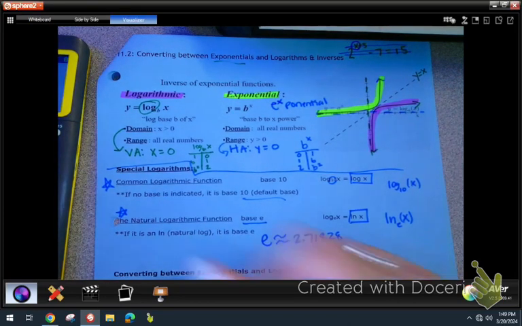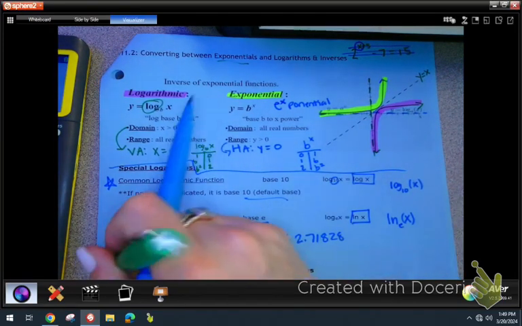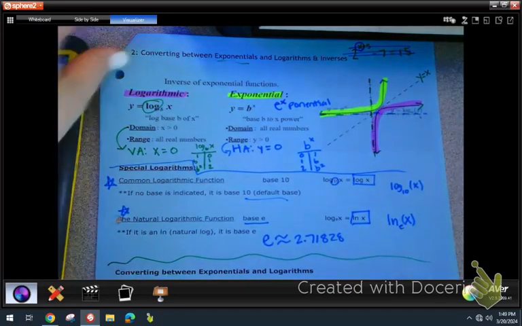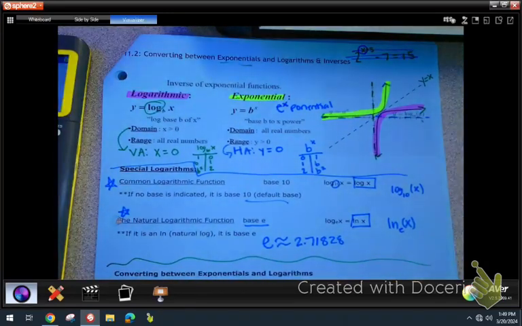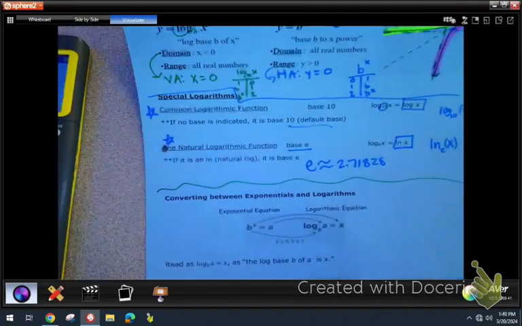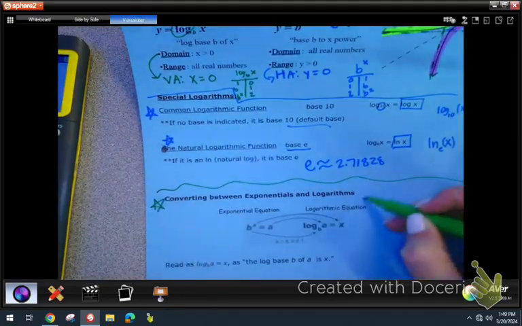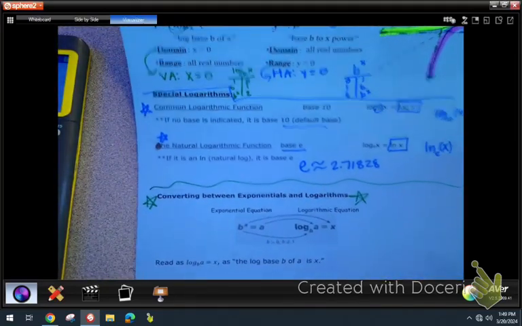But so that's important there as well. I don't know if there's anything else I want to say about that. Okay, let's talk about how to convert, because this is the first thing that we need to know how to do, is convert between forms.